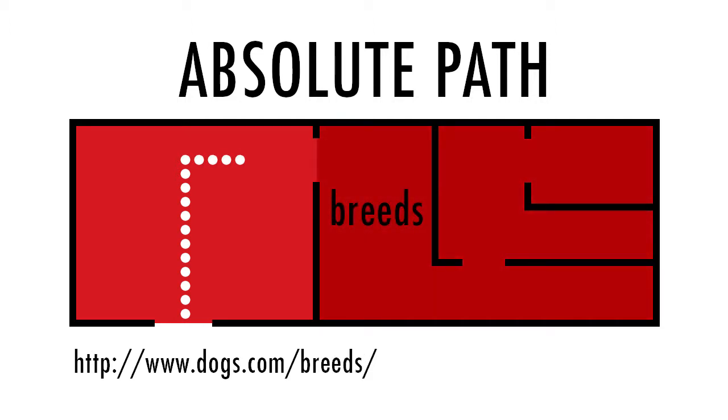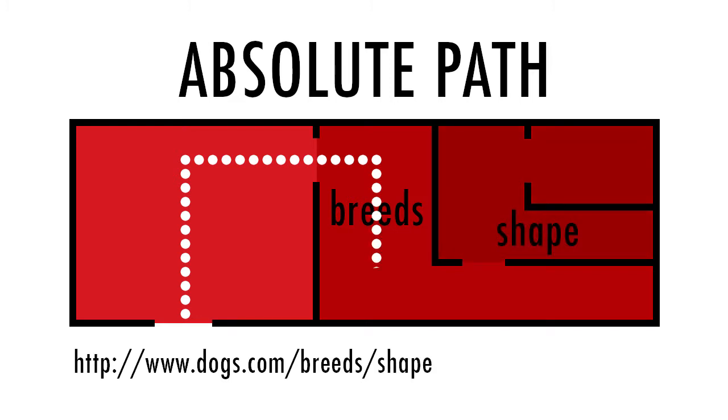It's going to find that room, and you'll notice that it has a slash after it, so the browser goes inside of the room. Once it's inside the breeds directory, it's being told to look for another directory called shape. It's going to look for that directory, it's going to find it, and there's a slash, so it will go inside. Next, it's looking for a directory or a room called long.